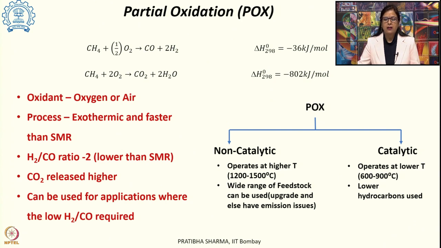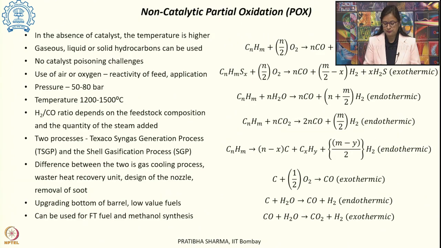Generally in refineries, the bottom of the barrel fuels need to be upgraded because they cannot be used because of the emission norms, and they have high amounts of impurities like sulfur, heavy metals or olefins. As such, they cannot be used, so they can be upgraded using this particular method. With the use of a catalyst, the operating temperature can be lowered, and this roughly lies in the range of 600 to 900 degrees centigrade. Usually lower hydrocarbons are used for the catalytic process.